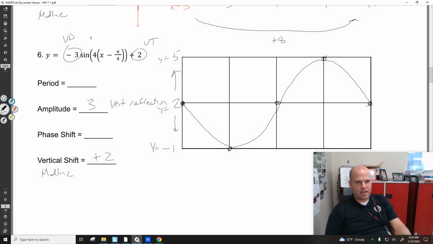We have our horizontal dilation of 4, and we have a horizontal translation of plus pi over 4. So the horizontal translation is my phase shift. I'm going to shift to the right, pi over 4. So that's my start, pi over 4.